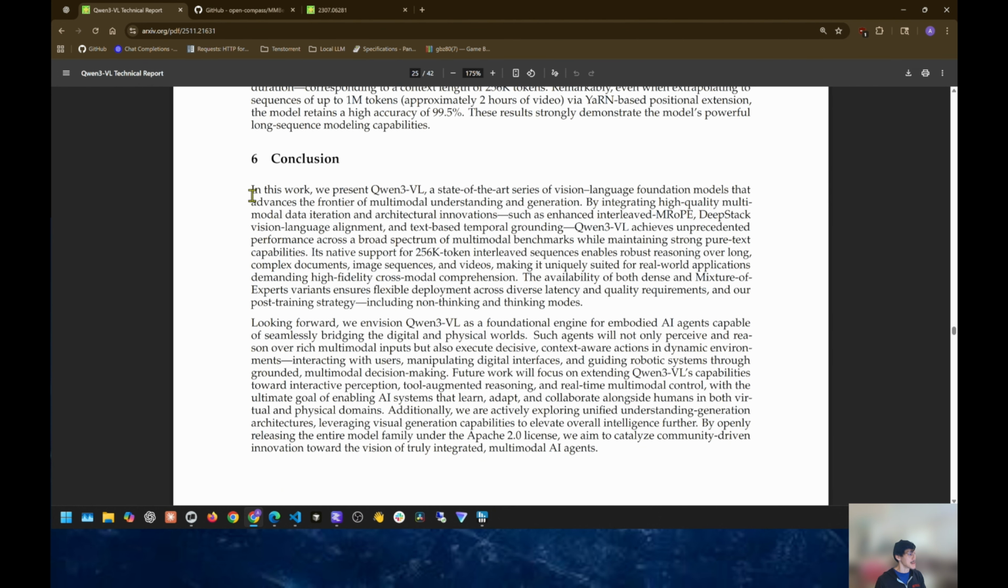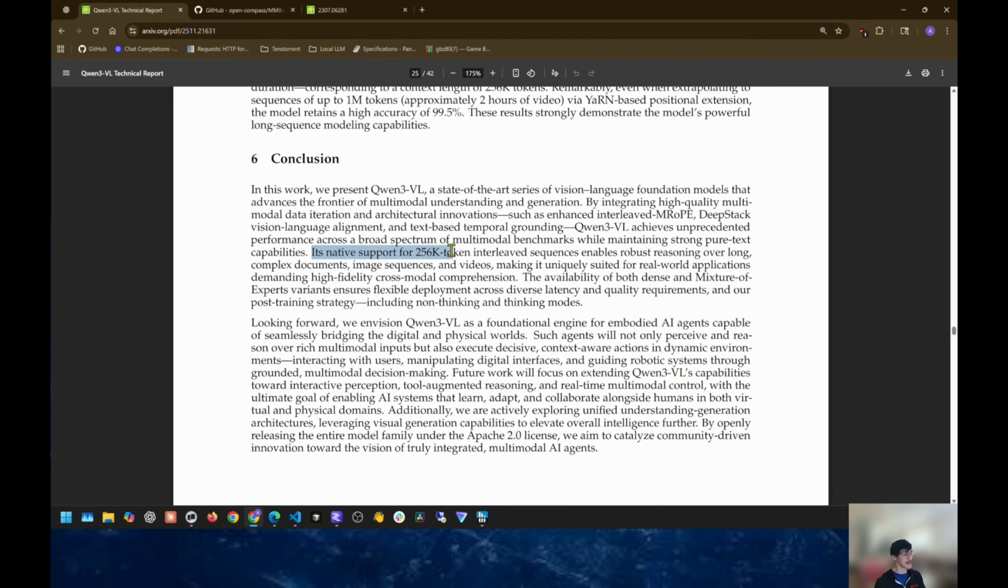In conclusion, in this work, we present Qwen3-VL, a state-of-the-art series of vision language foundation models that advances the frontier of multimodal understanding and generation. By integrating high-quality multimodal data iteration and architectural innovations such as enhanced interleaved MRoPE, DeepStack vision language alignment, and text-based temporal grounding, Qwen3-VL achieves unprecedented performance across a broad spectrum of multimodal benchmarks while maintaining strong pure text capabilities.